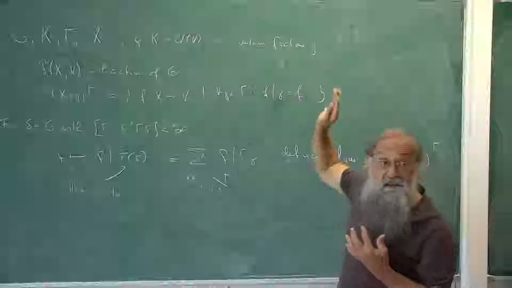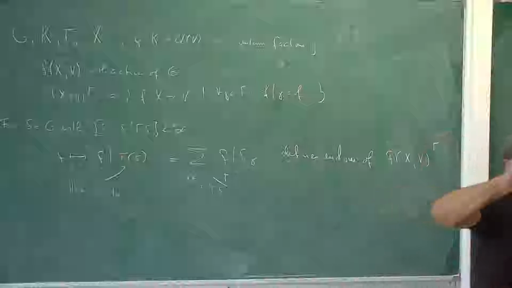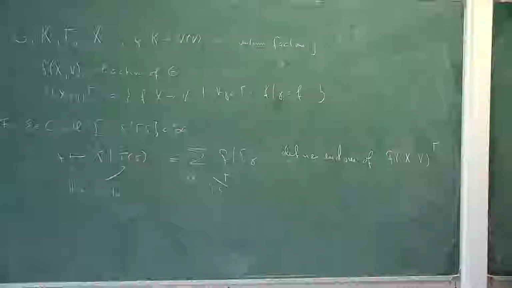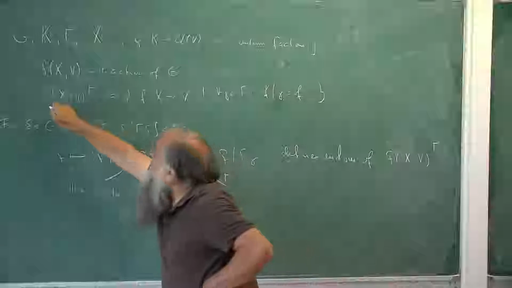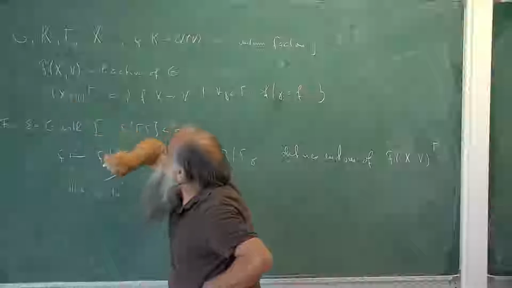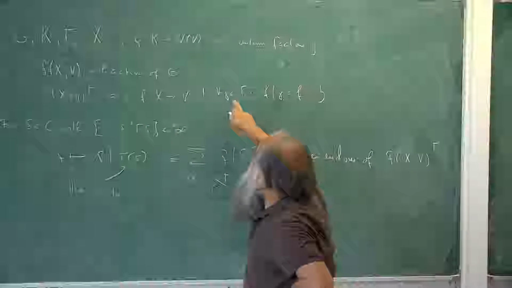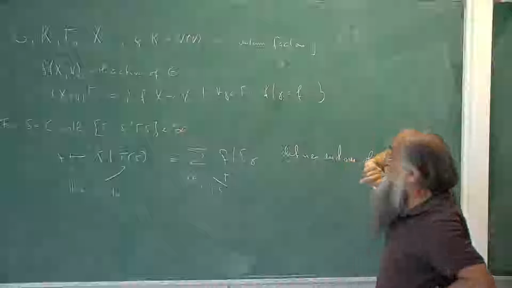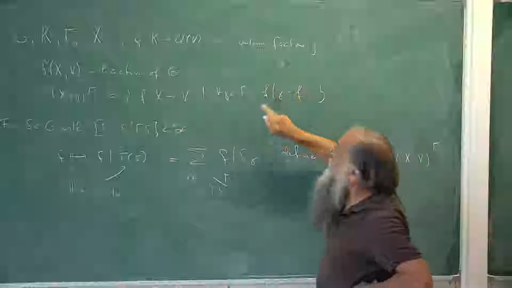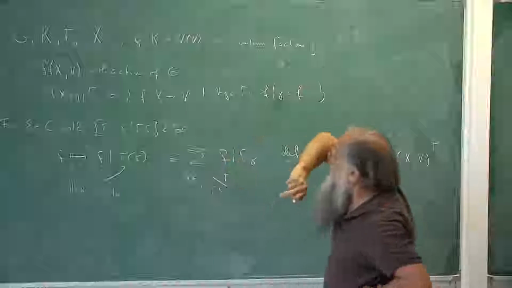The automorphic factor. It's now G. It can still be G quite arbitrarily. Okay, and then we can define the space of functions on X with values in V which have this automorphic invariance property, if you wish. This slash is this action here.